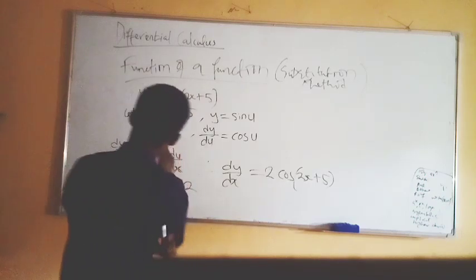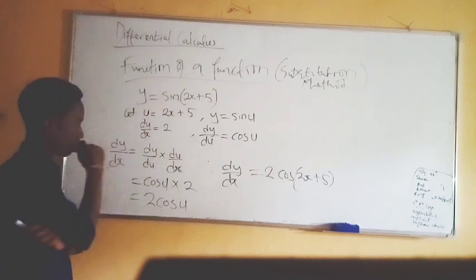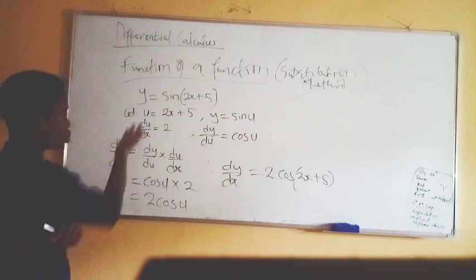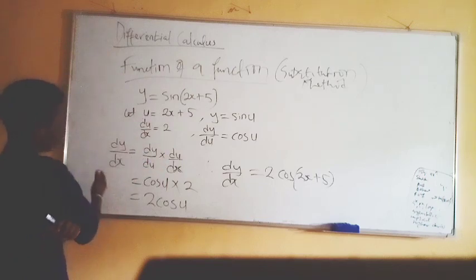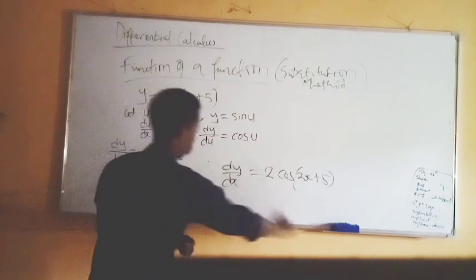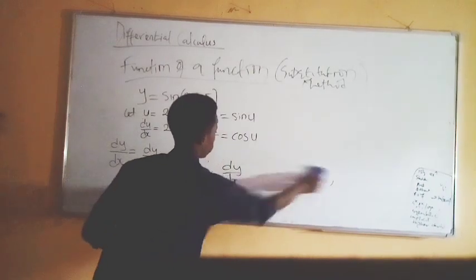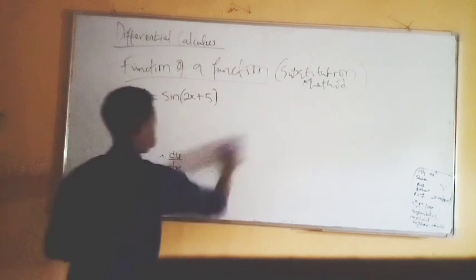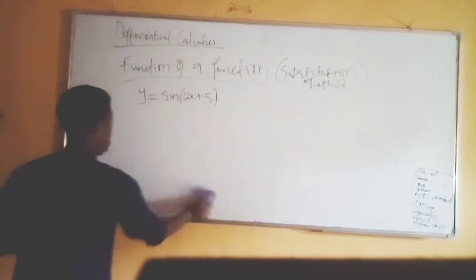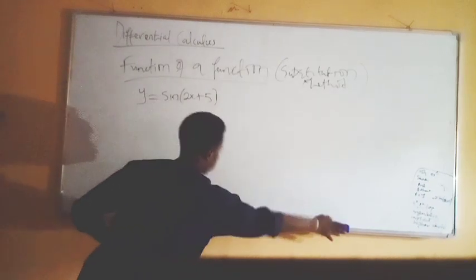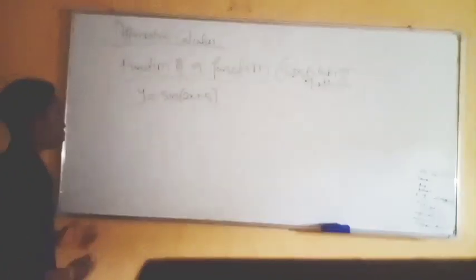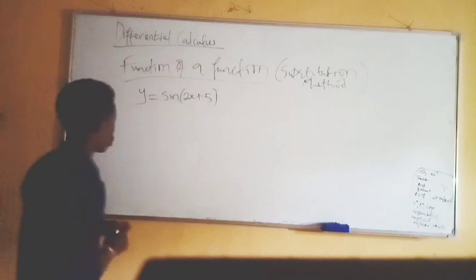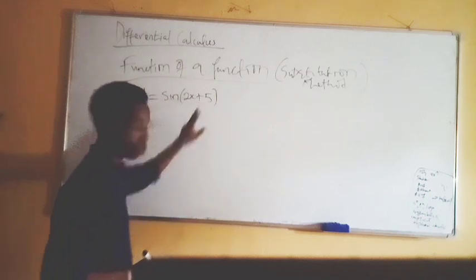Also, looking at this function, for fast learners, you could differentiate this function and skip all these methods. How? Take for example, we said before, y is sine of 2x plus 5. There is a way to do this. It's still the same method, but it's somehow faster. This is a sine function and this is a binomial function. What do we do?